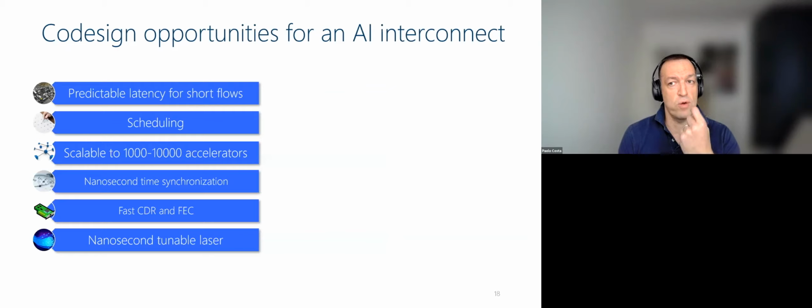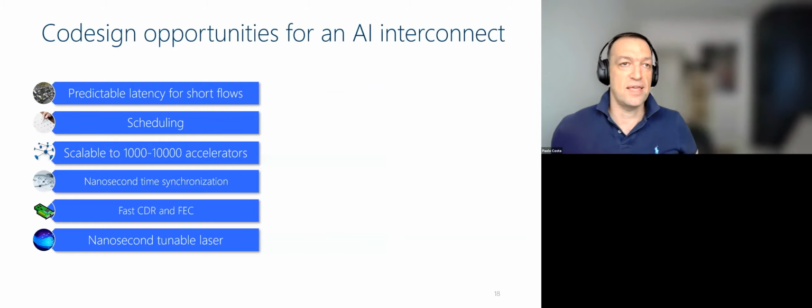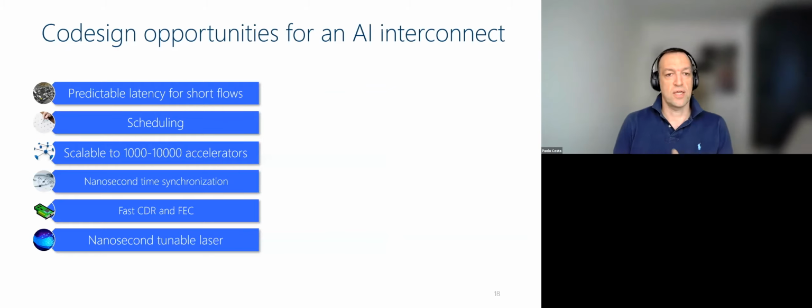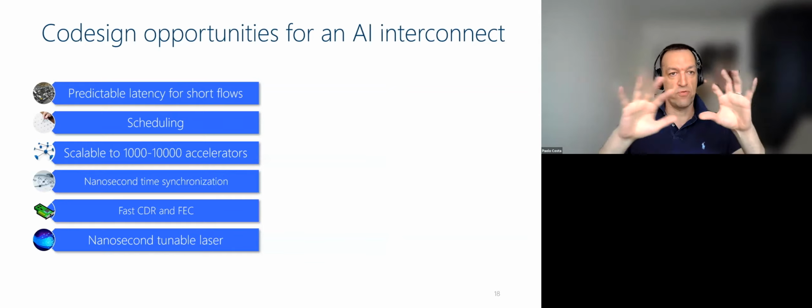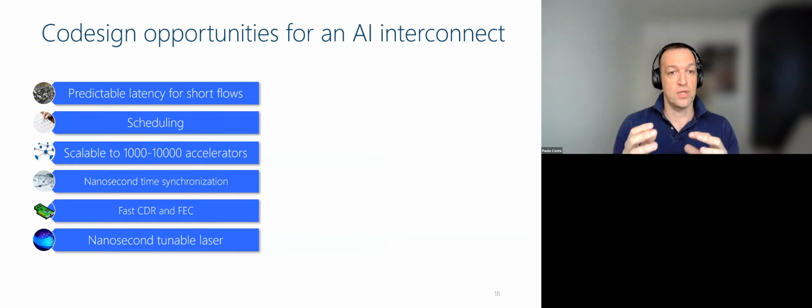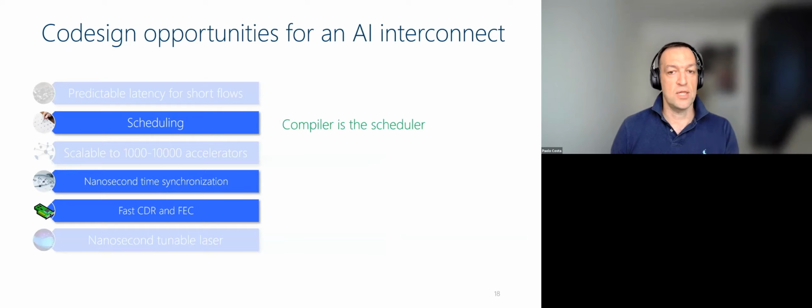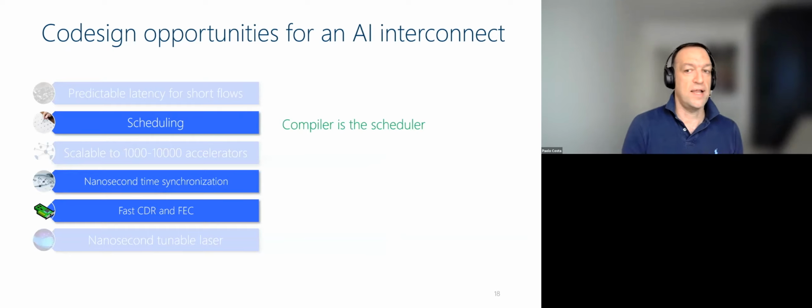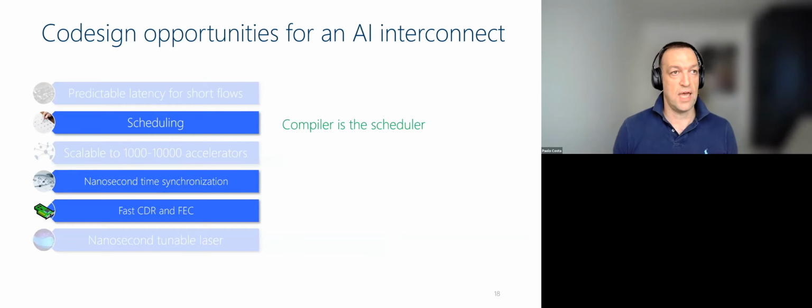But the beauty of when we think about AI interconnect and machine learning is that we can make some additional assumptions. And this is where I'm really thinking about thinking across the stack, including the application, that can remove some of the complexity and give even better performance. So for example, in the case of the scheduler, the compiler can be the scheduler, because ML flows are much more predictable than the general case.